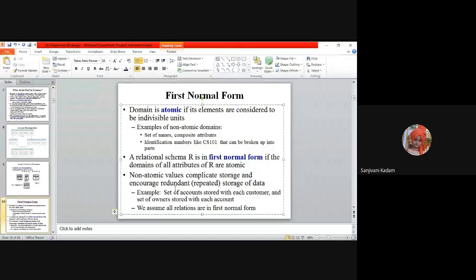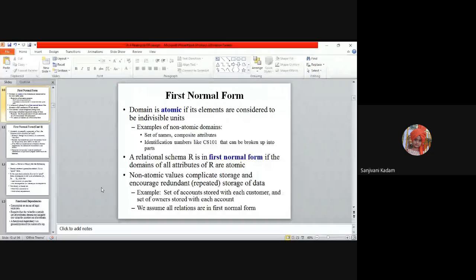Just like department name, I cannot divide it further. Course ID also. While giving the course ID, even though this course ID has its own identification, still we have considered this as a non-divisible unit. So this is regarding the first normal form. Any doubt in this? Any doubt in the first normal form? Can anyone give me an example of non-atomic domains other than whatever we have discussed, orally or in writing?